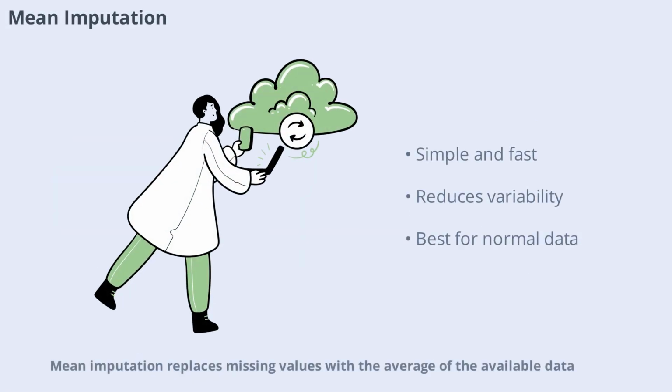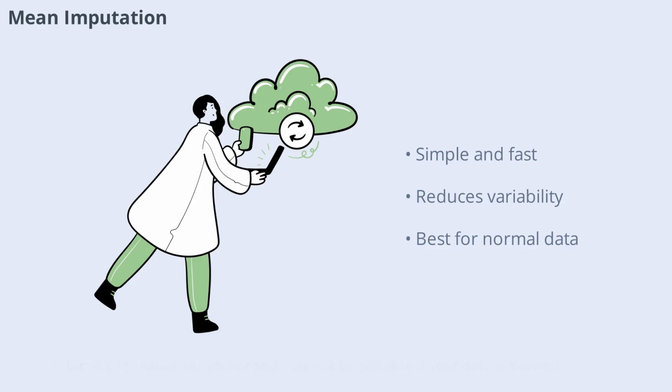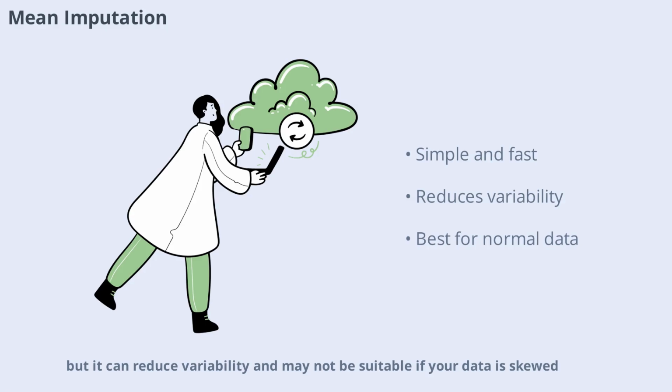Mean imputation replaces missing values with the average of the available data. It's simple and fast, but it can reduce variability and may not be suitable if your data is skewed. Use mean imputation when the data is normally distributed and missingness is low. For skewed data, consider median imputation instead.